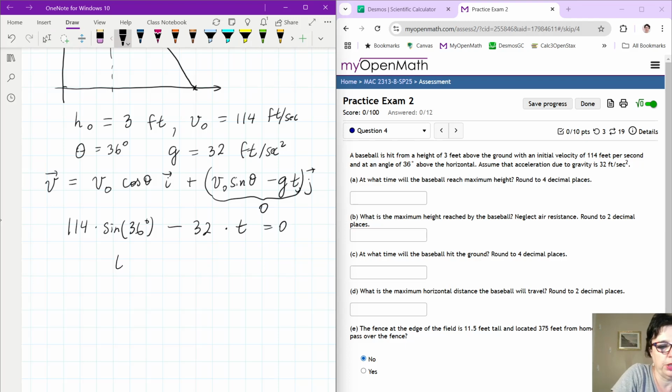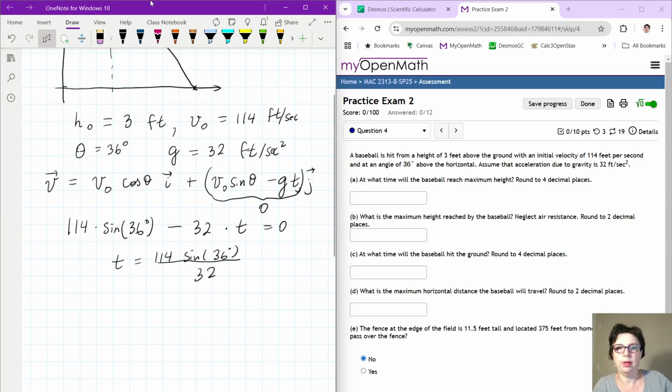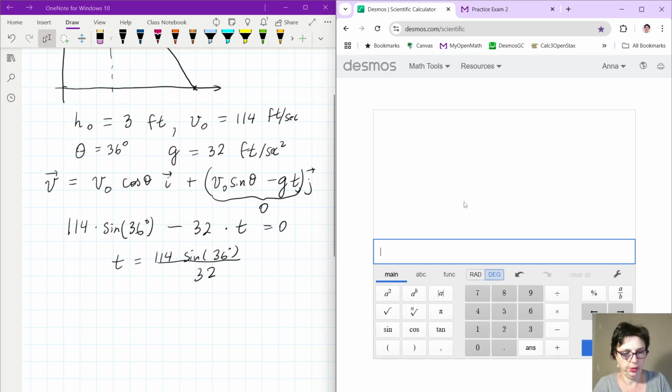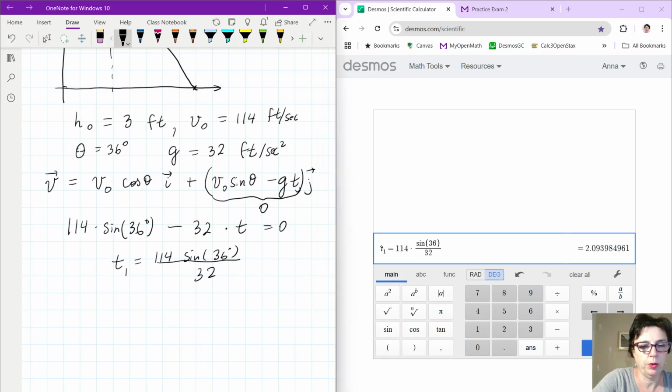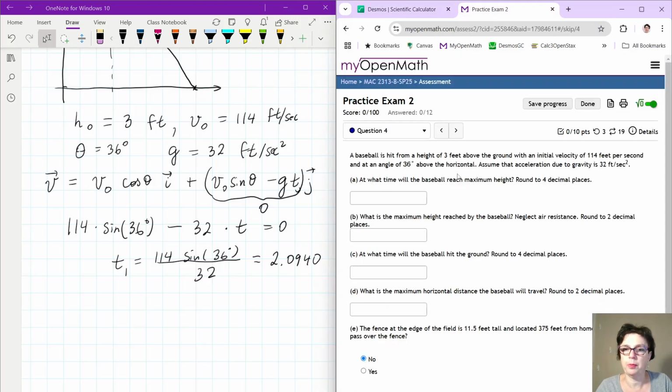If you solve this for t, you will get 114 sine 36 degrees divided by 32. So that goes on a calculator. Let's put that in there, and make sure that your calculator is set to degrees. What I also recommend is saving that in memory. I'm going to call this T1 because I do not want to use a rounded version, since I might get it wrong, so I'm storing it instead. Now it says to use 4 decimal places, so that's going to be something like that.